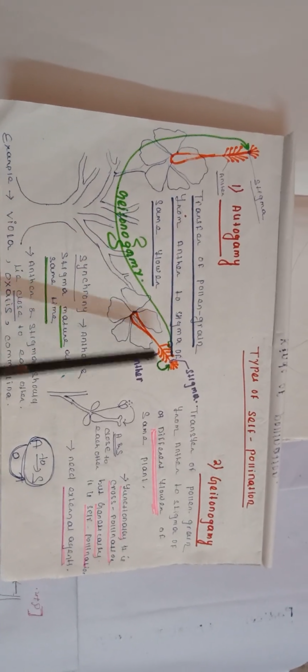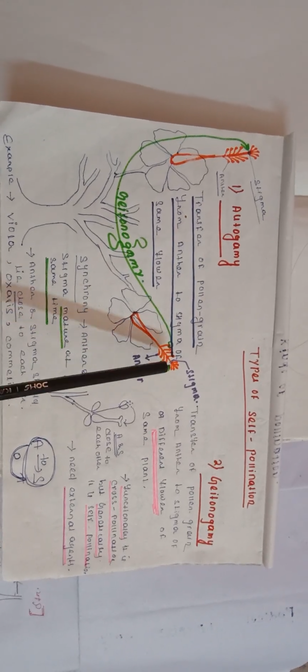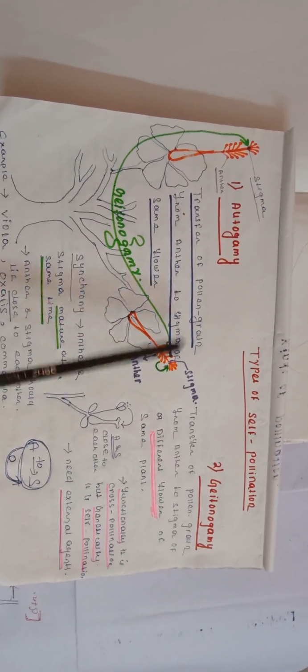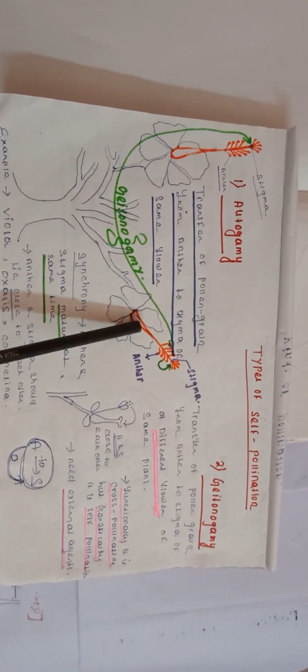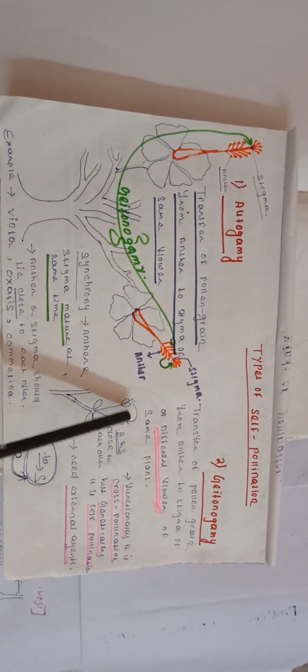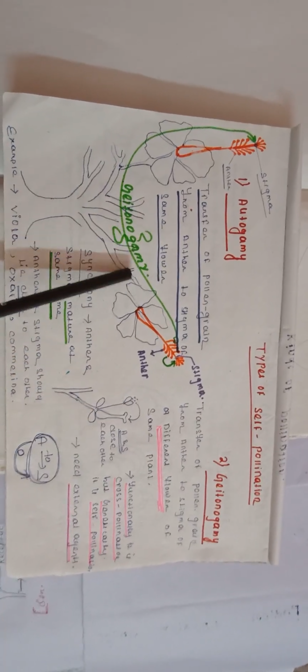This is one flower. The pollen from the anther comes to the stigma of the same flower. Here is the anther, here is the stigma. The anther comes to the stigma. This is autogamy. In case of autogamy, the distance between the anther and stigma is very close, so autogamy is possible.